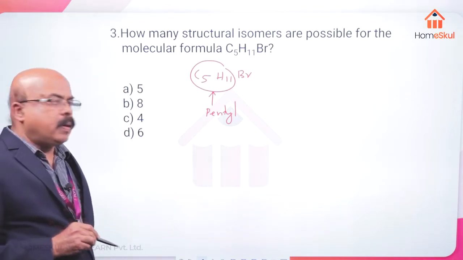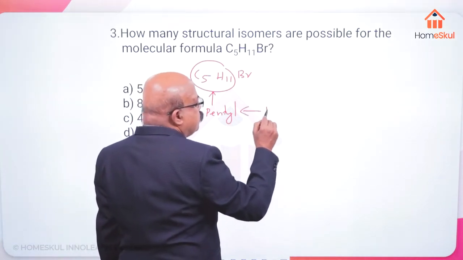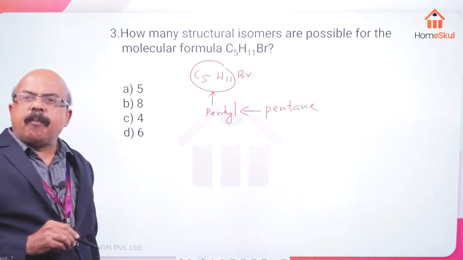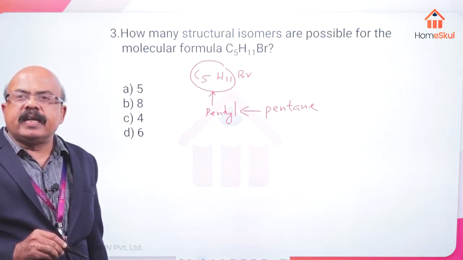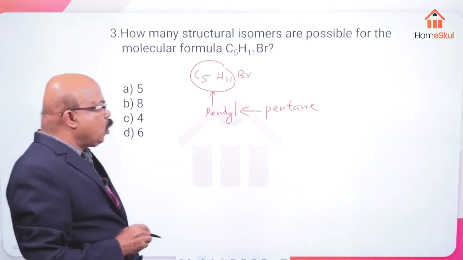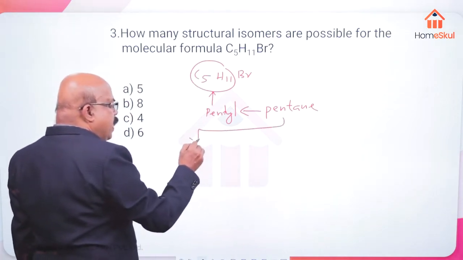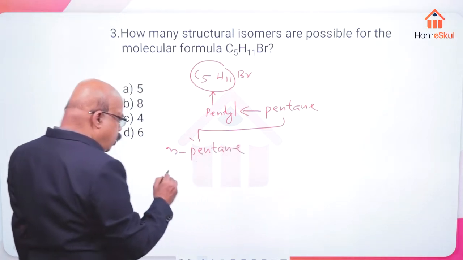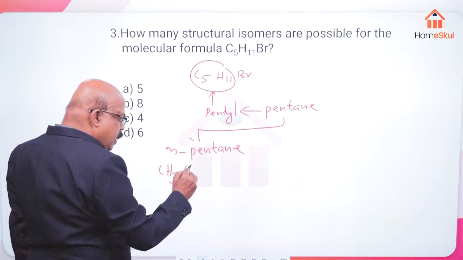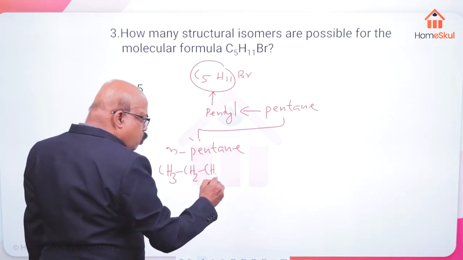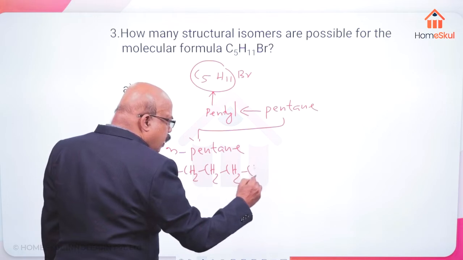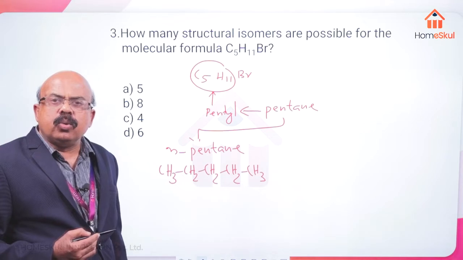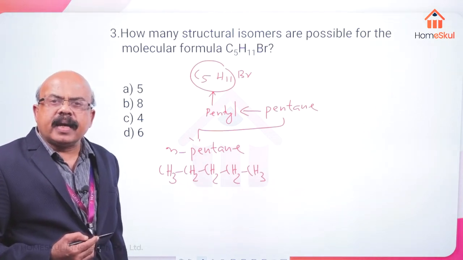Pentyl group is formed from pentane. When one hydrogen atom of pentane is replaced, you will get an alkyl group, that is pentyl group. Pentane may be normal pentane. Normal pentane is CH3, CH2, CH2, CH2, CH3. It has 5 carbon atoms. 2 carbon atoms are primary, 3 are secondary.